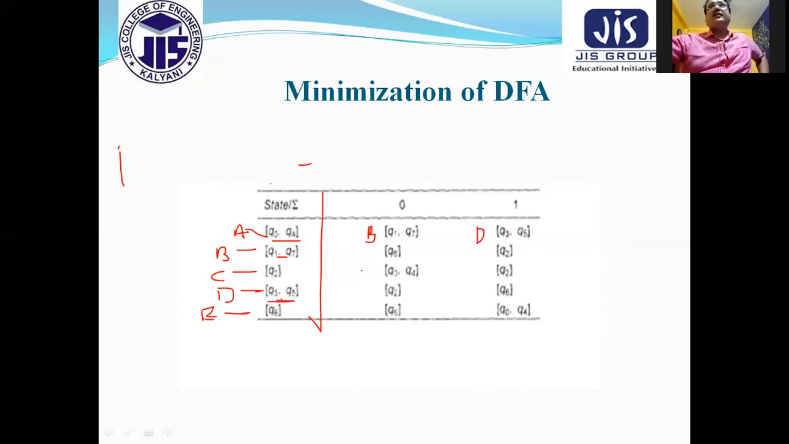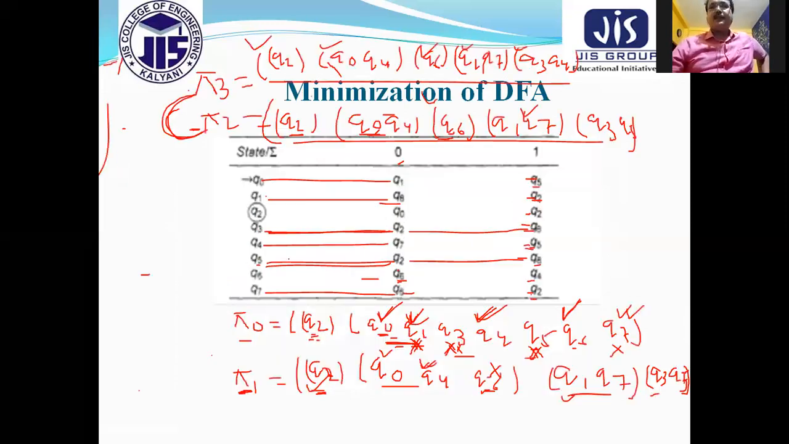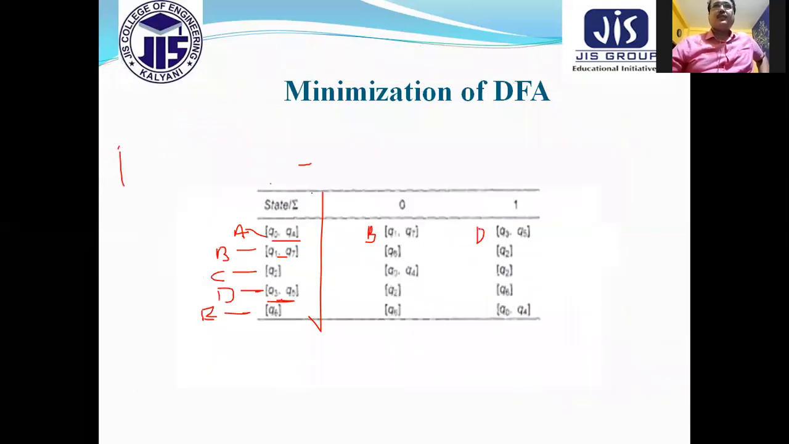So similarly for every input, suppose Q1, Q7. Okay, check Q1, Q7. Q6, Q6. Okay, Q2, Q2. So Q2 is represented by which value? Q2 is represented by C. So here C will become, and Q0, Q4 is represented by A. So A will become. Sorry.